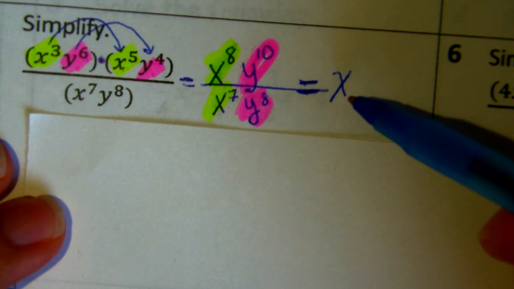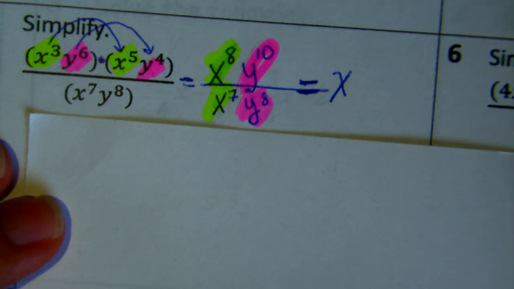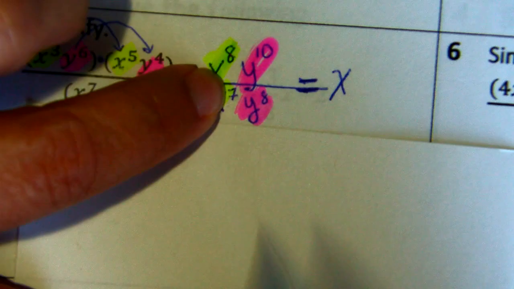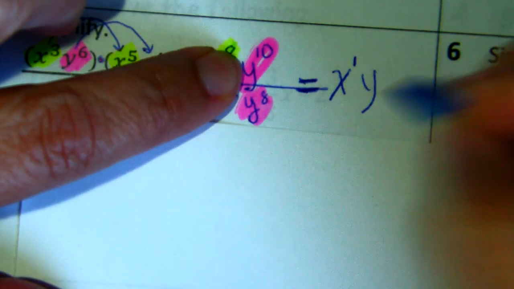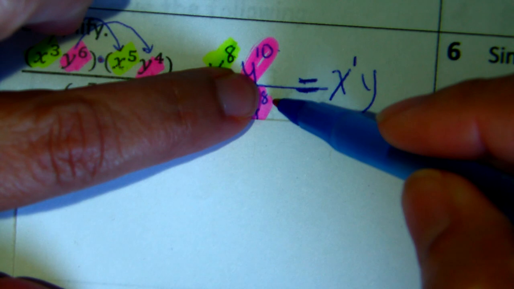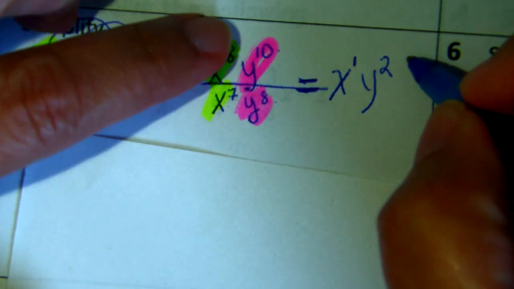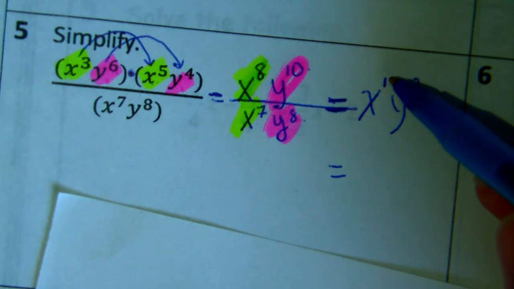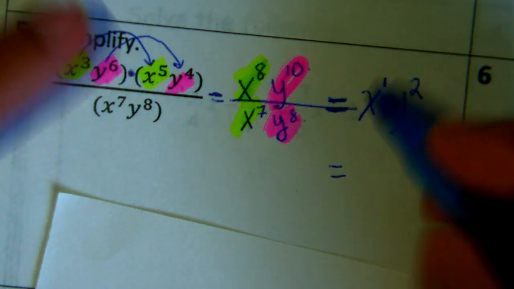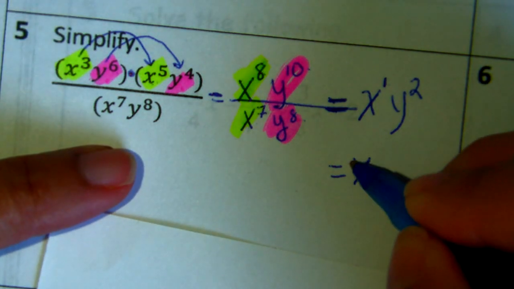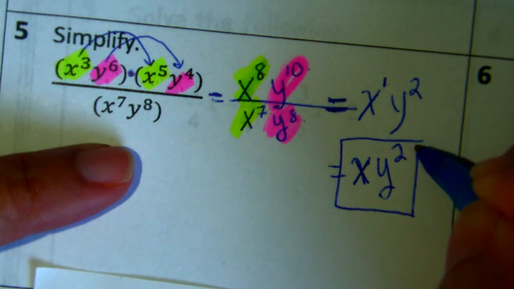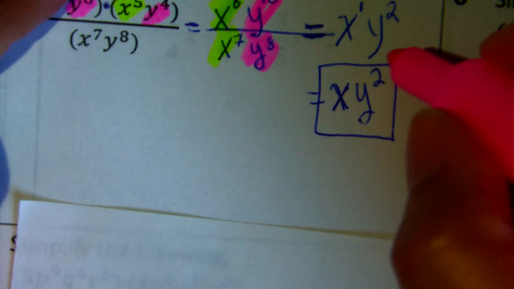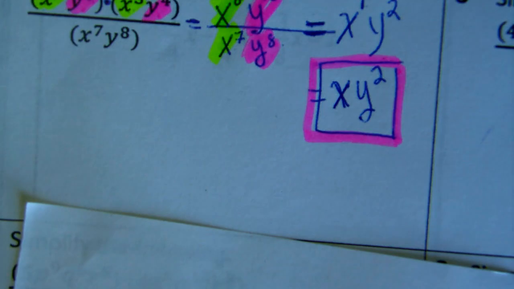And we're saying that when we divide, we subtract the exponents. So 8 minus 7 is 1. And then let's go to the y's. 10 minus 8, 2. And of course, you know that if you have an exponent of 1, it's like a coefficient of 1. You can omit it and you still know it's there. So your answer is this right here. Okay? All right.